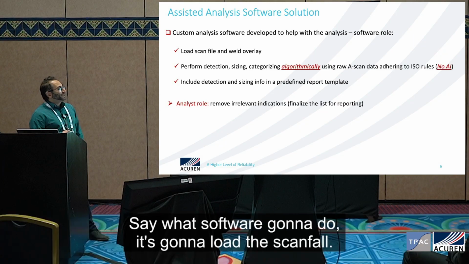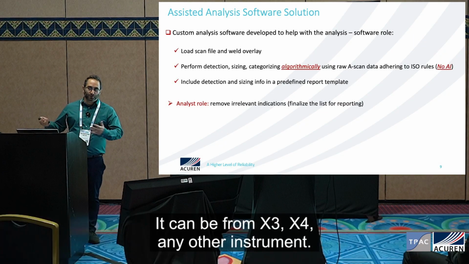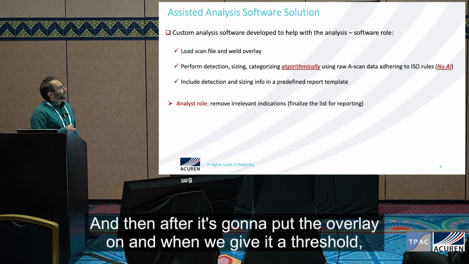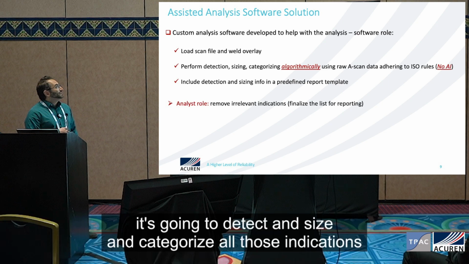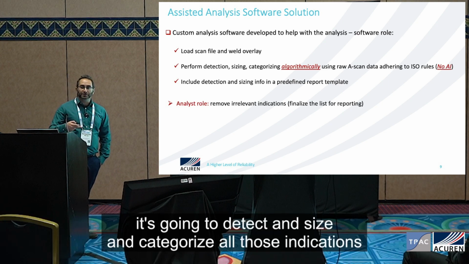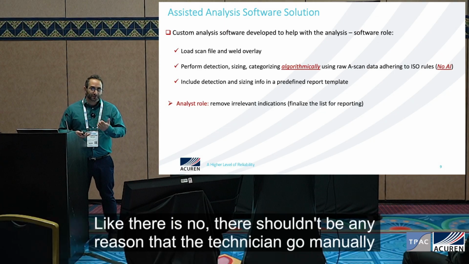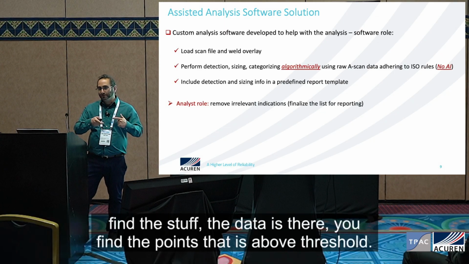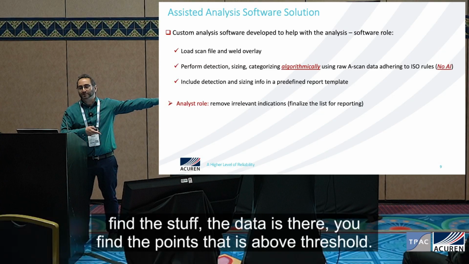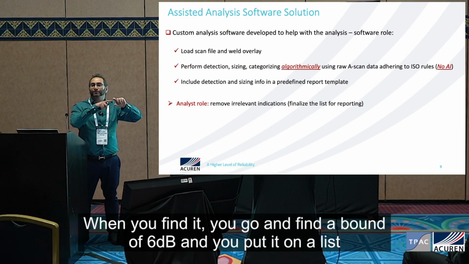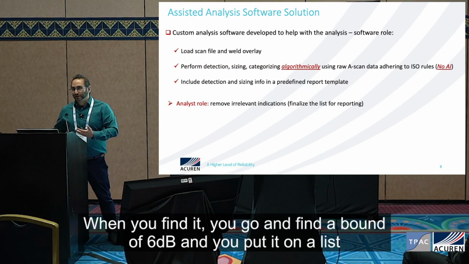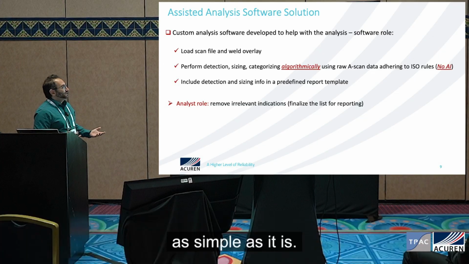It's going to load the scan file. It can be from X3, X4, any other instrument. Then it's going to put the overlay on, and when we give it a threshold, it's going to detect, size and categorize all those indications algorithmically. There shouldn't be any reason for the technician to manually find the stuff. The data is there, you find the points that are above threshold. When you find it, you go and find the bound of 6 dB and you put it on the list. As simple as it is.